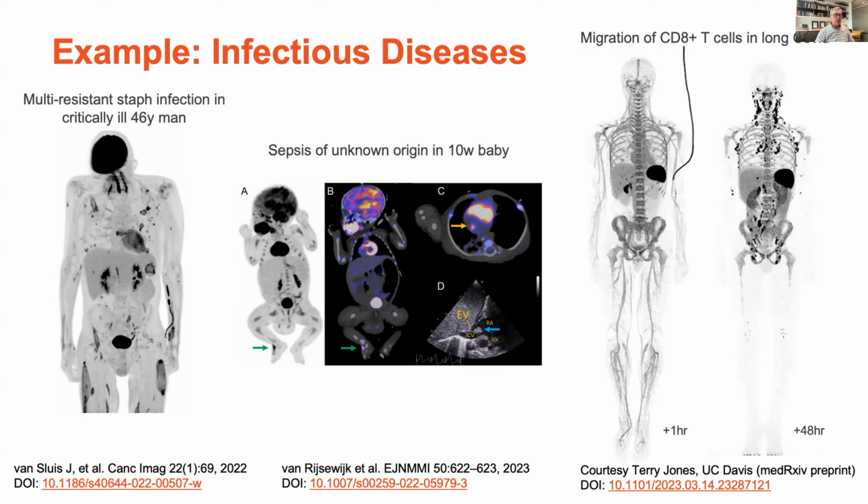And this third case here comes from our colleagues at UC Davis. And they've been using a labeled mini body that binds specifically to CD8 positive T cells. And they've been using that together with total body PET to track activated T cells in patients with long COVID. So the image on the left here was acquired just 1 hour after injection of this labeled mini body.